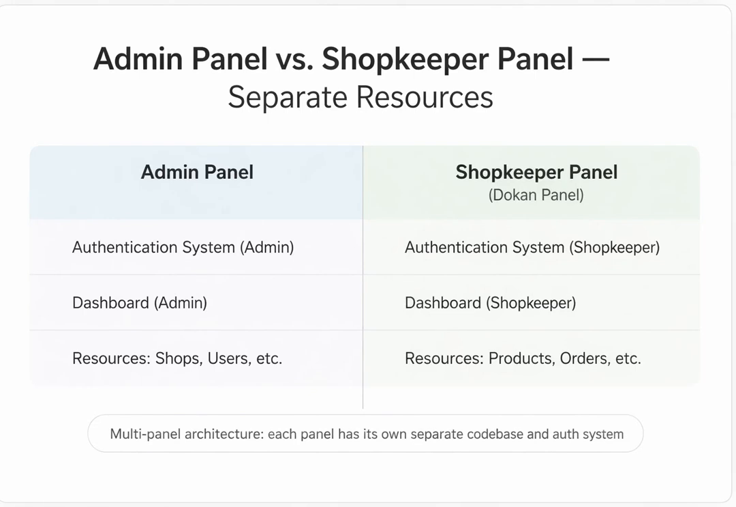This is a really important architectural point. The instructor explains that in a multi-panel Filament setup, the admin panel and the shopkeeper panel are completely separate from each other. Each panel has its own authentication system, its own dashboard, and its own set of resources. The code for each panel is entirely independent, so when the instructor adds the product resource to the shopkeeper panel, it only appears there. The admin panel remains unchanged. This separation is what makes multi-tenancy work cleanly in this kind of application.